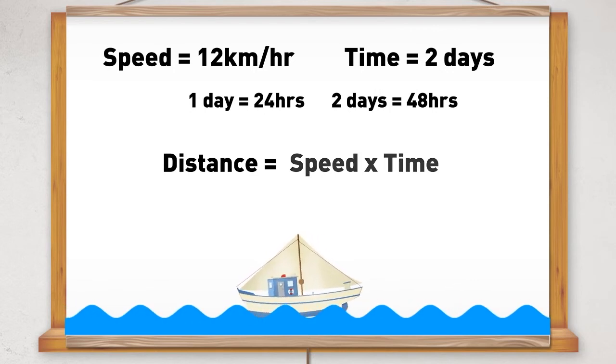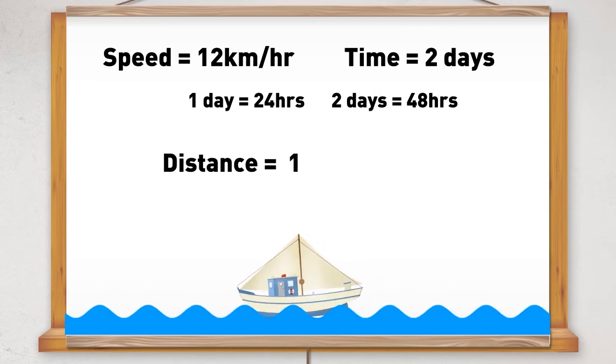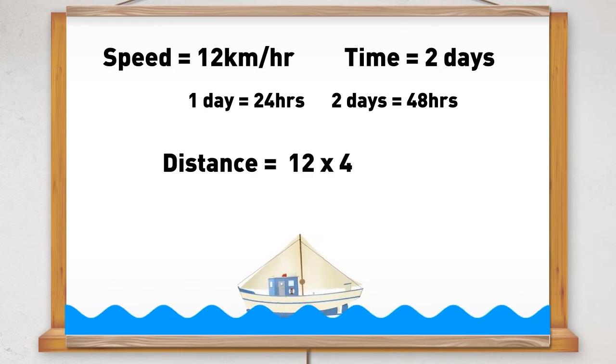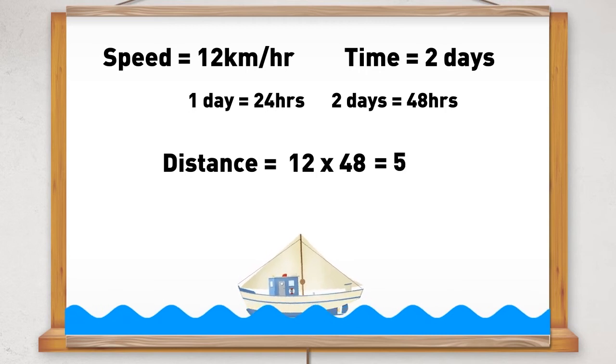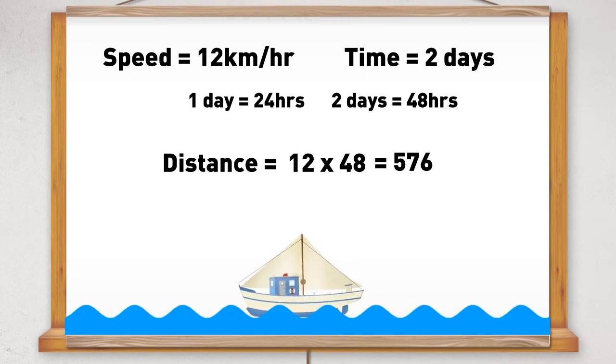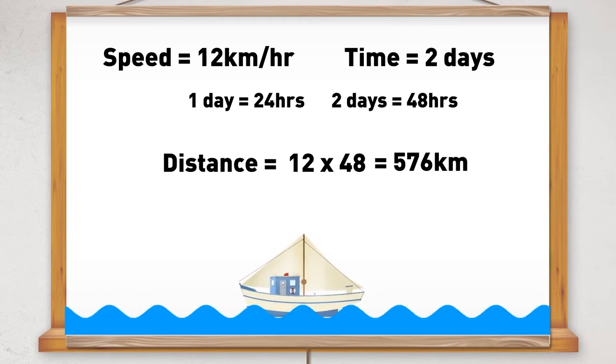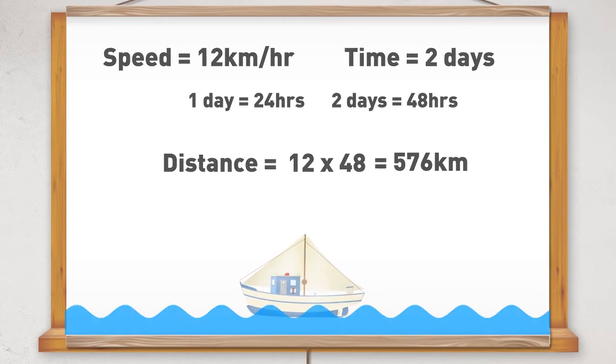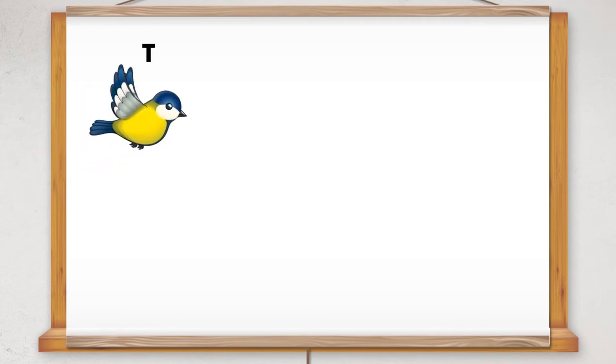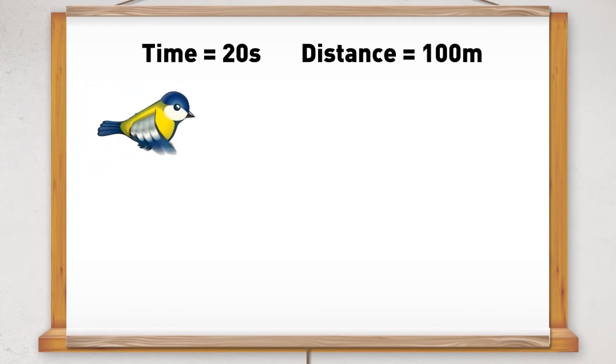Putting the numbers into the formula, the distance equals the speed of 12 multiplied by the time of 48, which equals 576. Since the speed was given in kilometers per hour, the units for the calculated distance are in kilometers. So the final answer is 576 kilometers. In the final example, a bird takes 20 seconds to fly a distance of 100 meters.